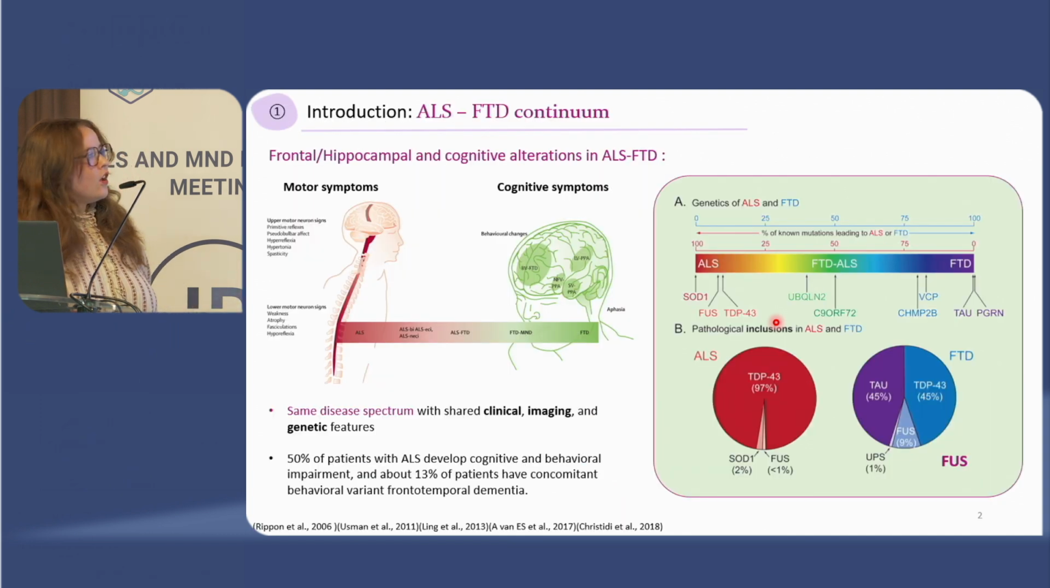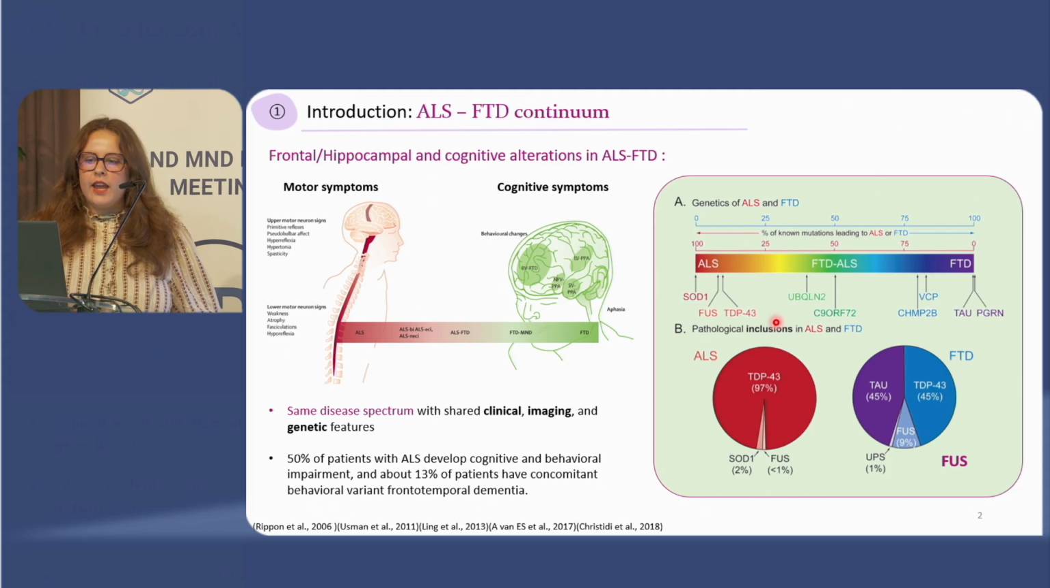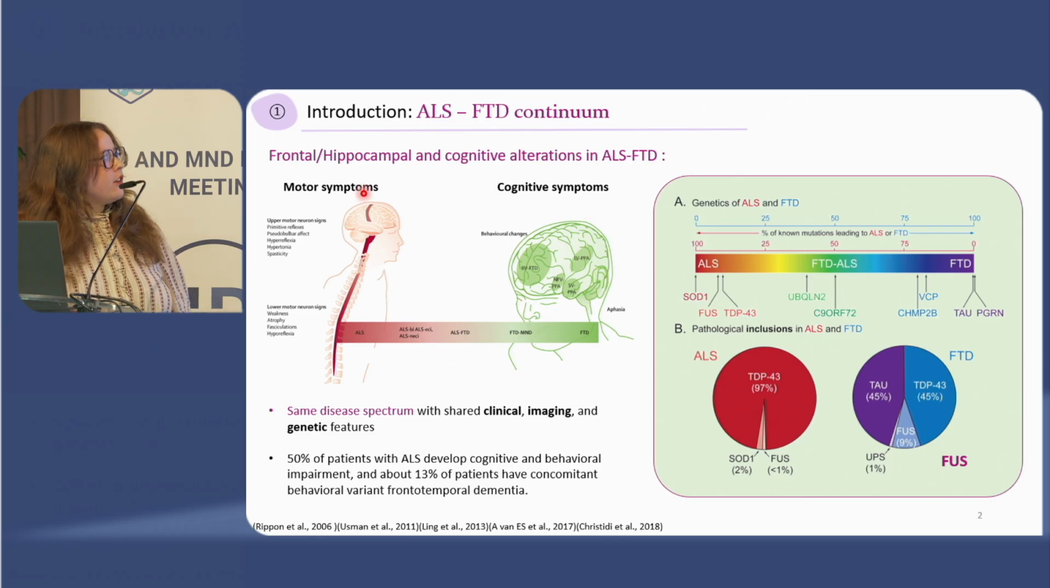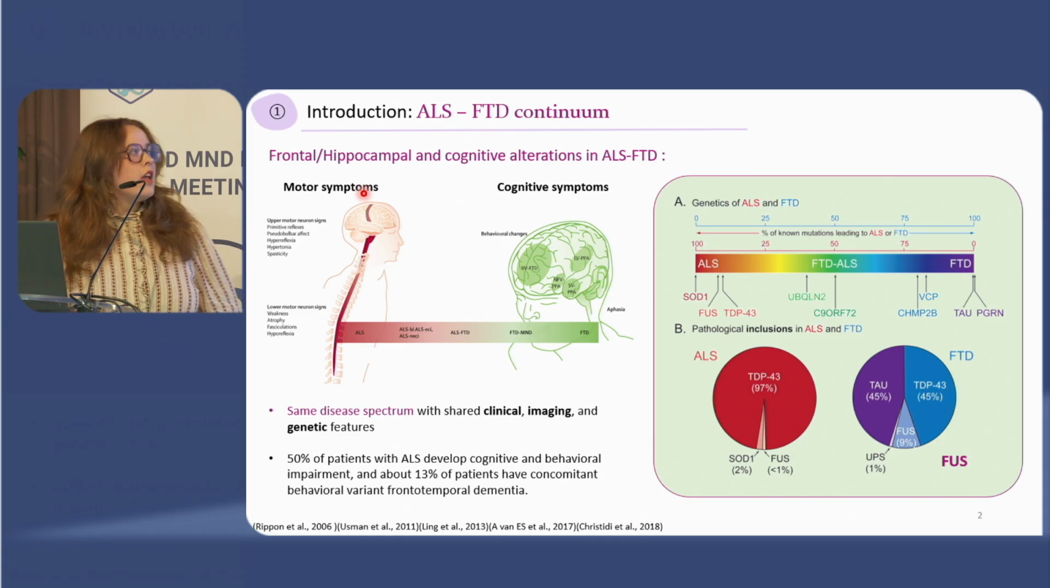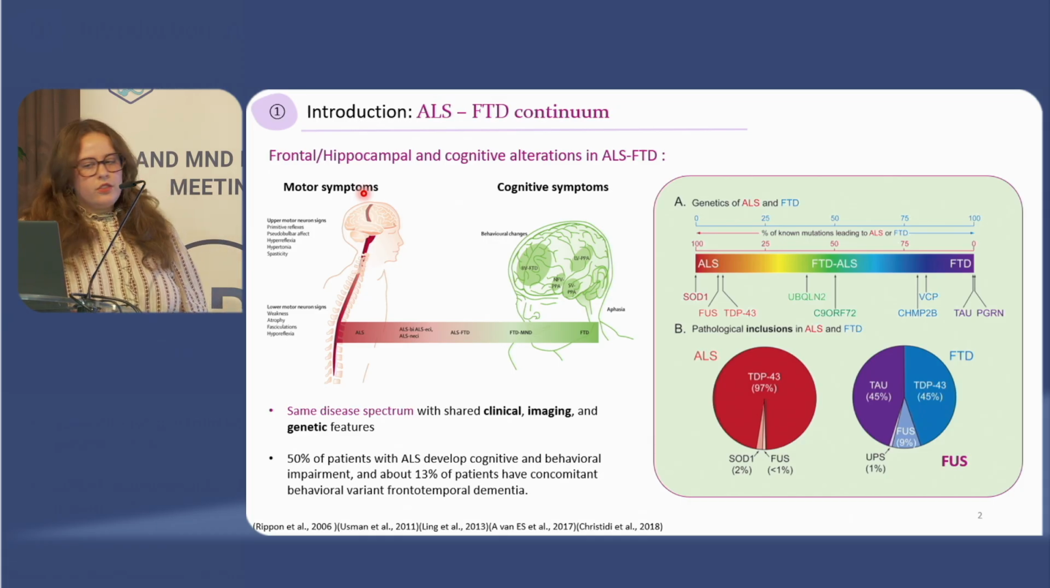So first, I would like to talk about the ALS-FTD continuum. As you may know, amyotrophic lateral sclerosis and frontotemporal dementia are two distinct pathologies, but one is more related to motor symptoms and the other to cognitive symptoms.